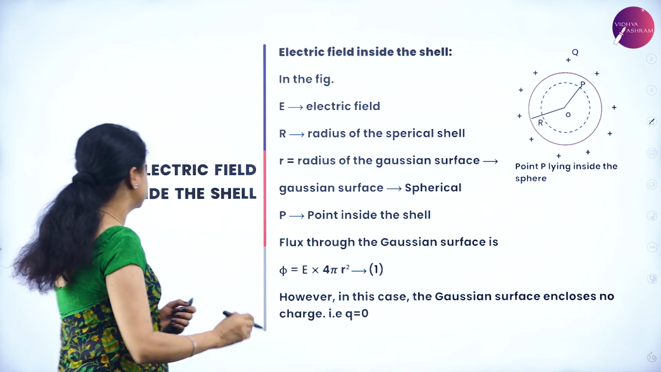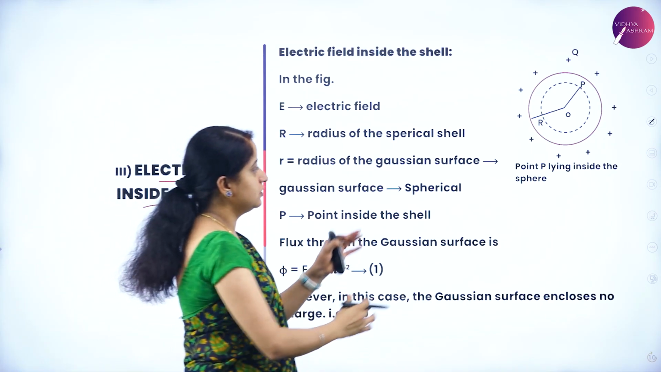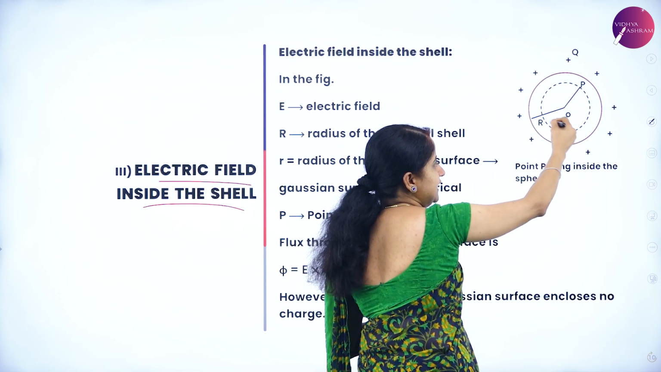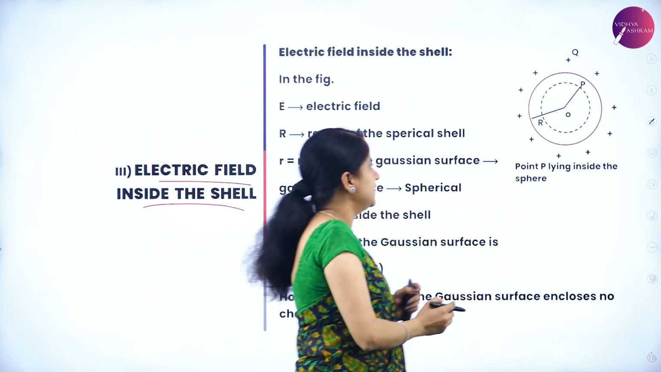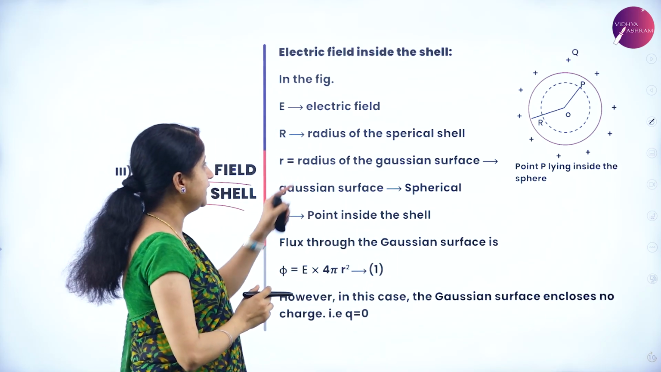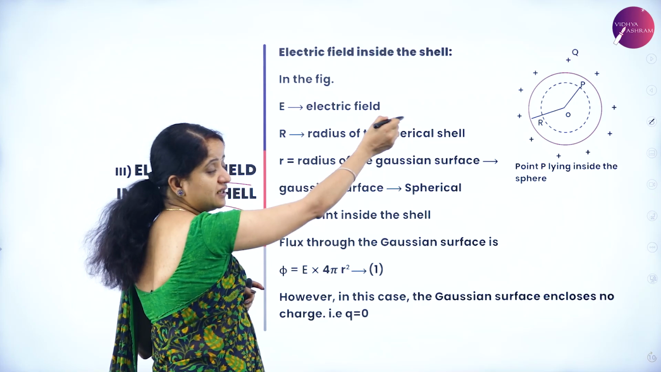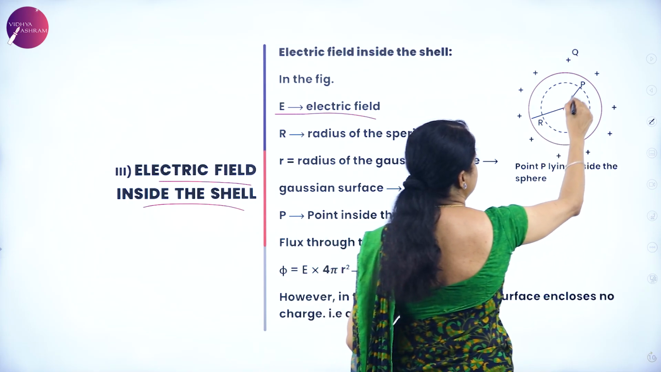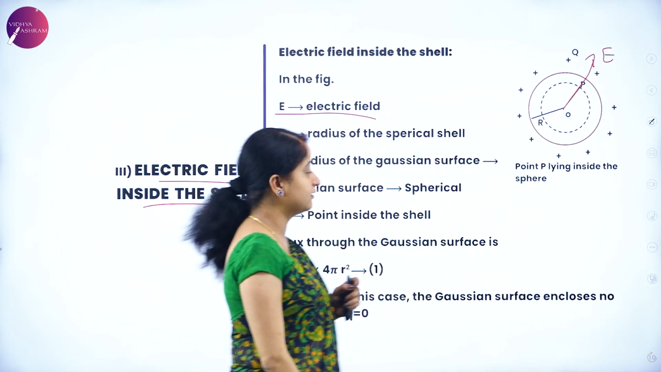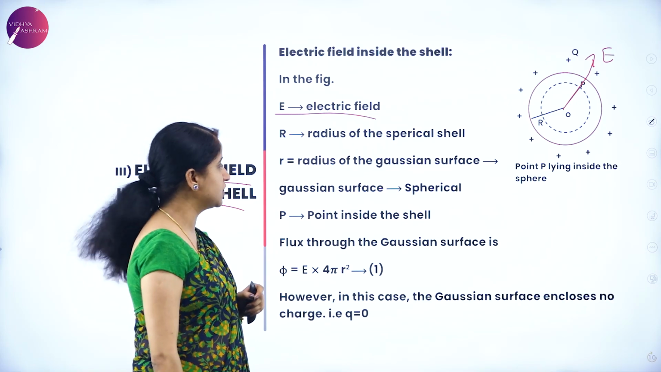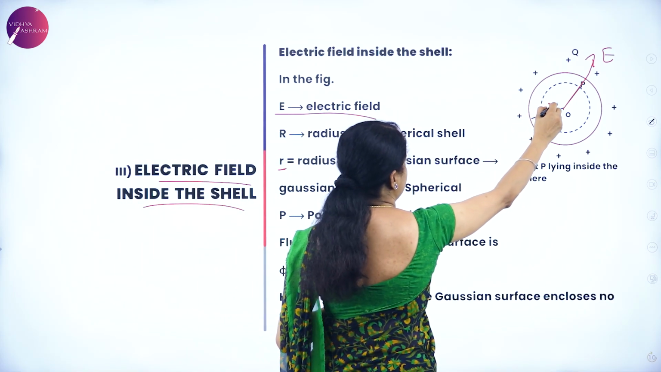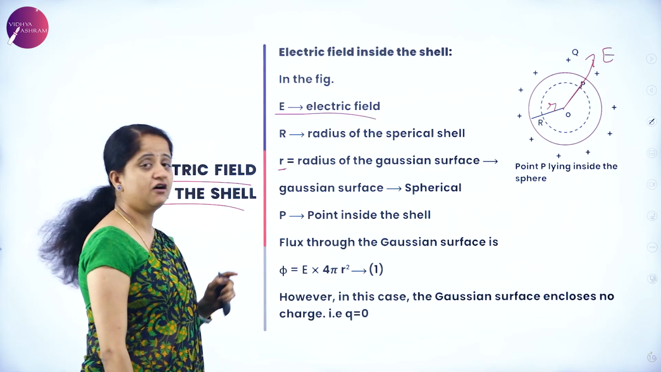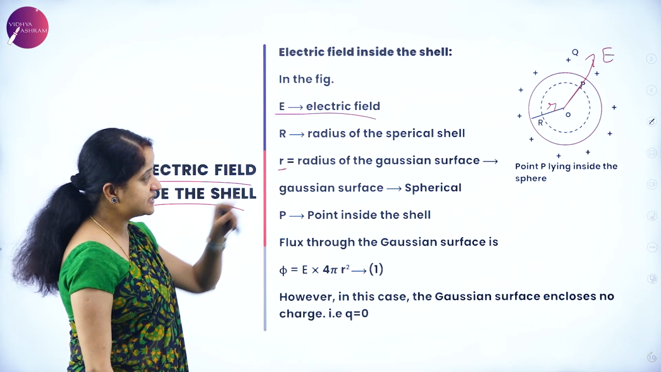So the next condition is electric field inside the shell. So look at this diagram now. I have a spherical shell where point P is lying inside the sphere. So let us now understand the diagram properly. How to find the electric field inside the shell? At point P we need to find now. So in this figure we have the electric field, it is radially outwards. E is the electric field and R is the radius of the spherical shell and small r is the radius of Gaussian surface. So now here the Gaussian surface, whatever we have considered, is a sphere or spherical surface. So P is the point which is there inside the shell.